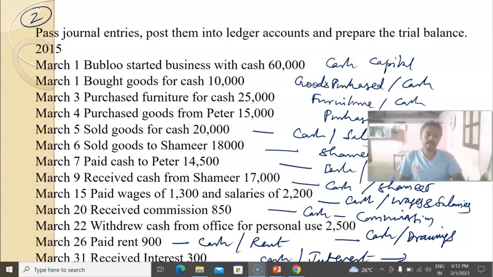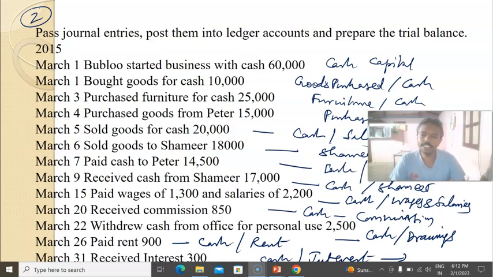Bablu started business with cash for rupees 60,000. So now we have two accounts. One is the cash account and the other one is Bablu's capital account. Cash account is a real account. Bablu's capital account is a personal account. So cash, debit what comes in; Bablu's capital is a personal account, credit the giver. Accordingly, the journal entry would be cash account debited to Bablu's capital account, rupees 60,000. Write the narration: being Bablu started business with cash.